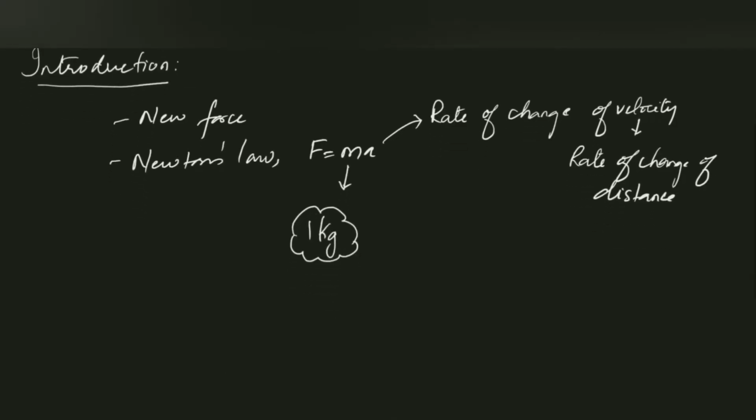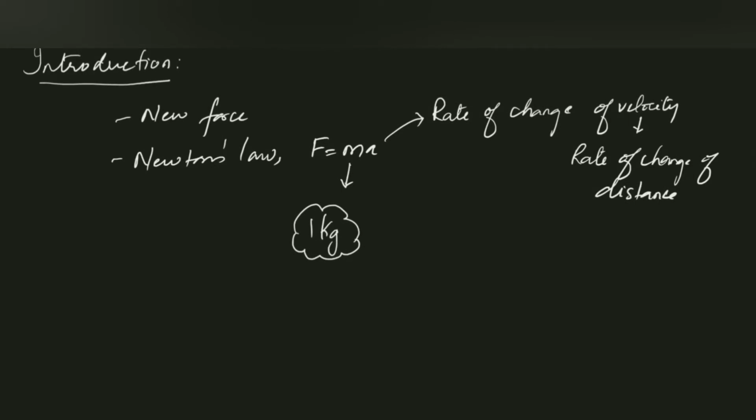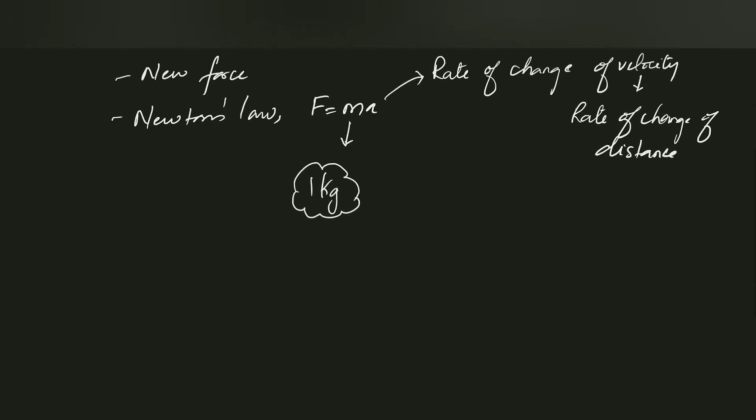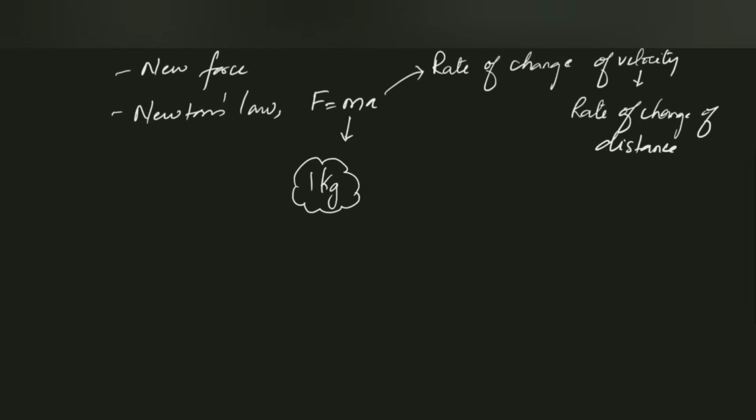But mass remains constant everywhere. It is universally constant. And measuring mass is not so easy. We have some calculations, but you don't have any direct measurement devices to calculate it.